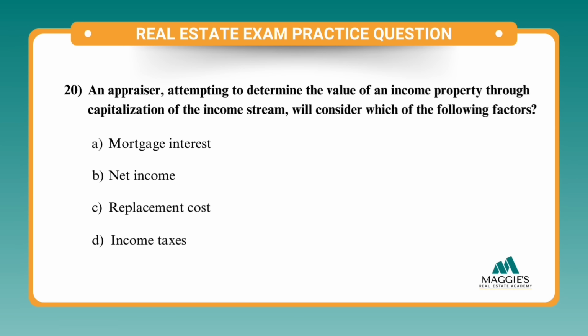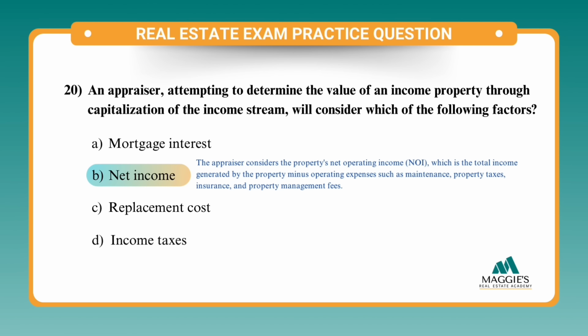Moving on to number 20. An appraiser attempting to determine the value of an income property through capitalization of the income stream will consider which of the following factors? Is it A, mortgage interest, B, net income, C, replacement costs, or D, income taxes? The correct answer is B, net income. All right, so remember when appraising an income producing property such as rental property or commercial building, an appraiser will use the income capitalization approach to estimate its value. Remember, in this approach, the appraiser analyzes the property's income stream to determine its potential value to investors. Remember, cap rate is net operating income over market value. So definitely net income is the number one answer here.